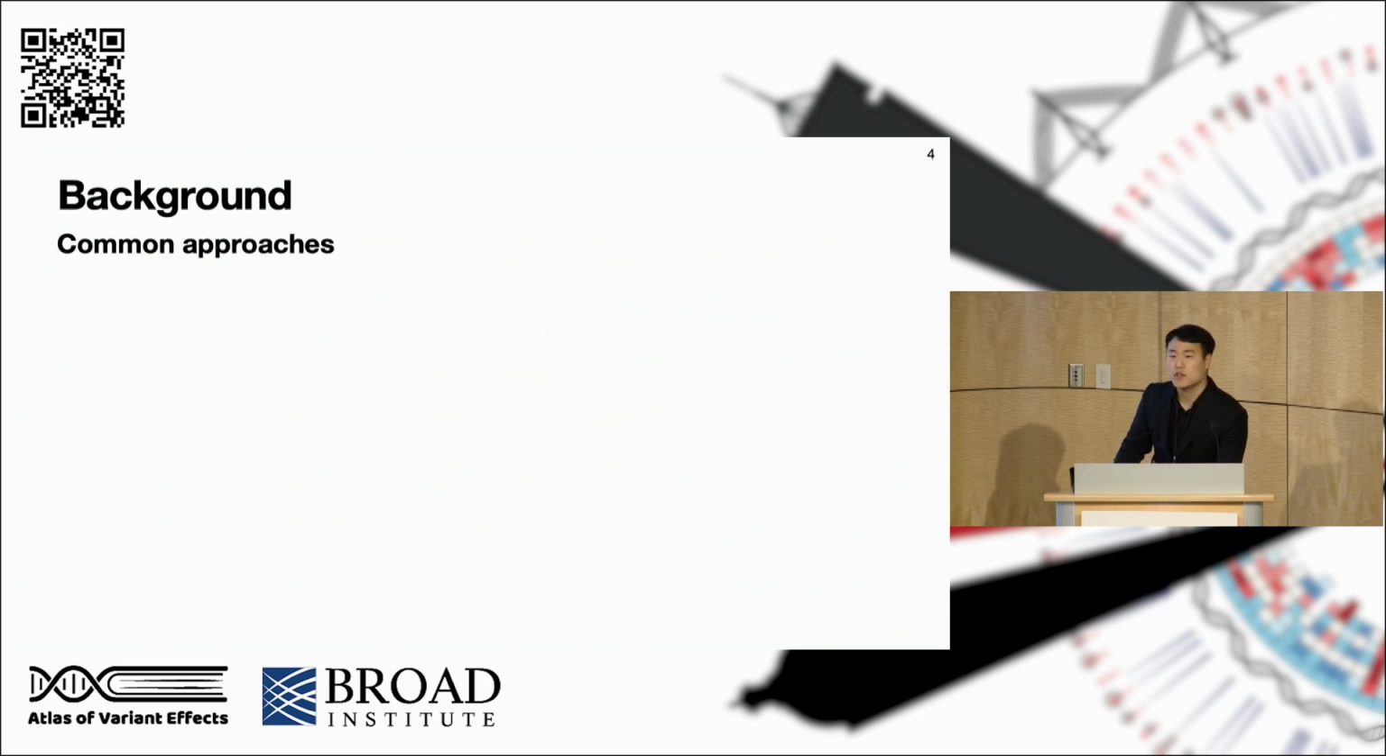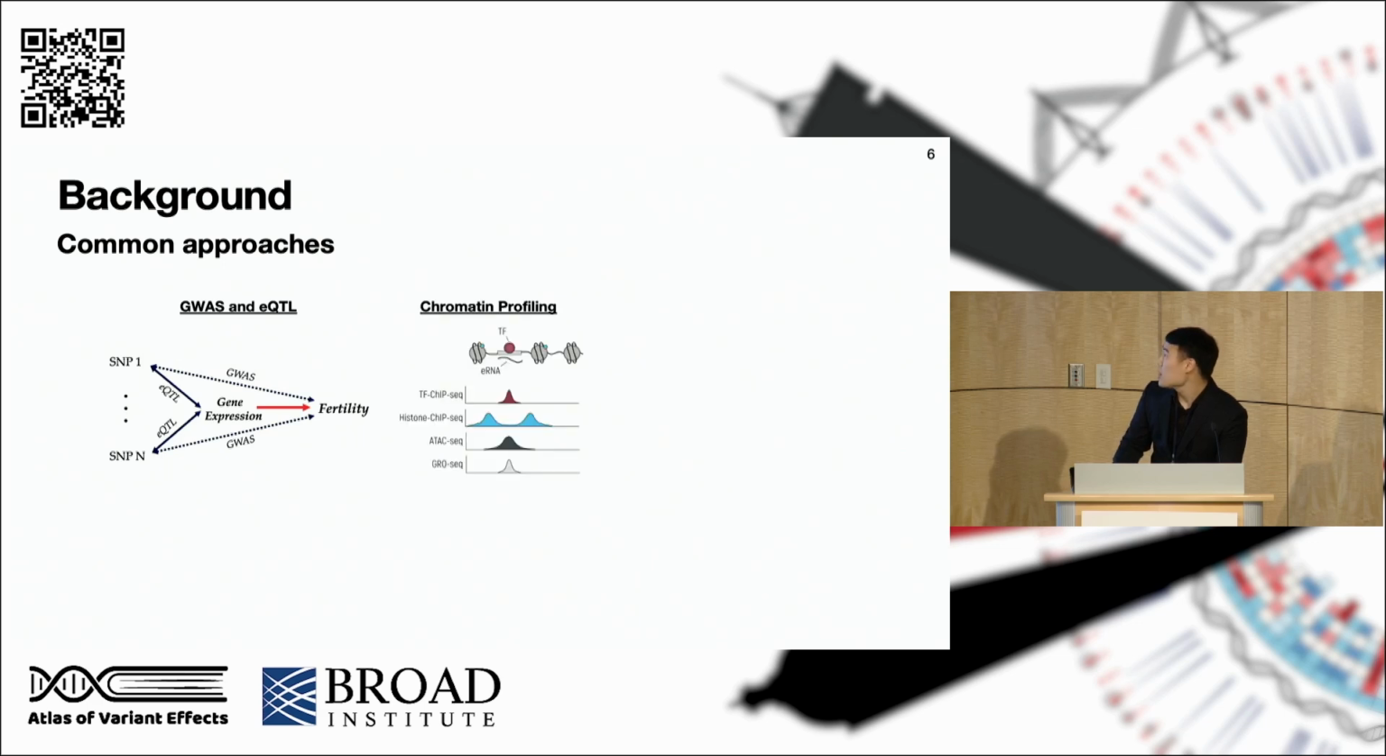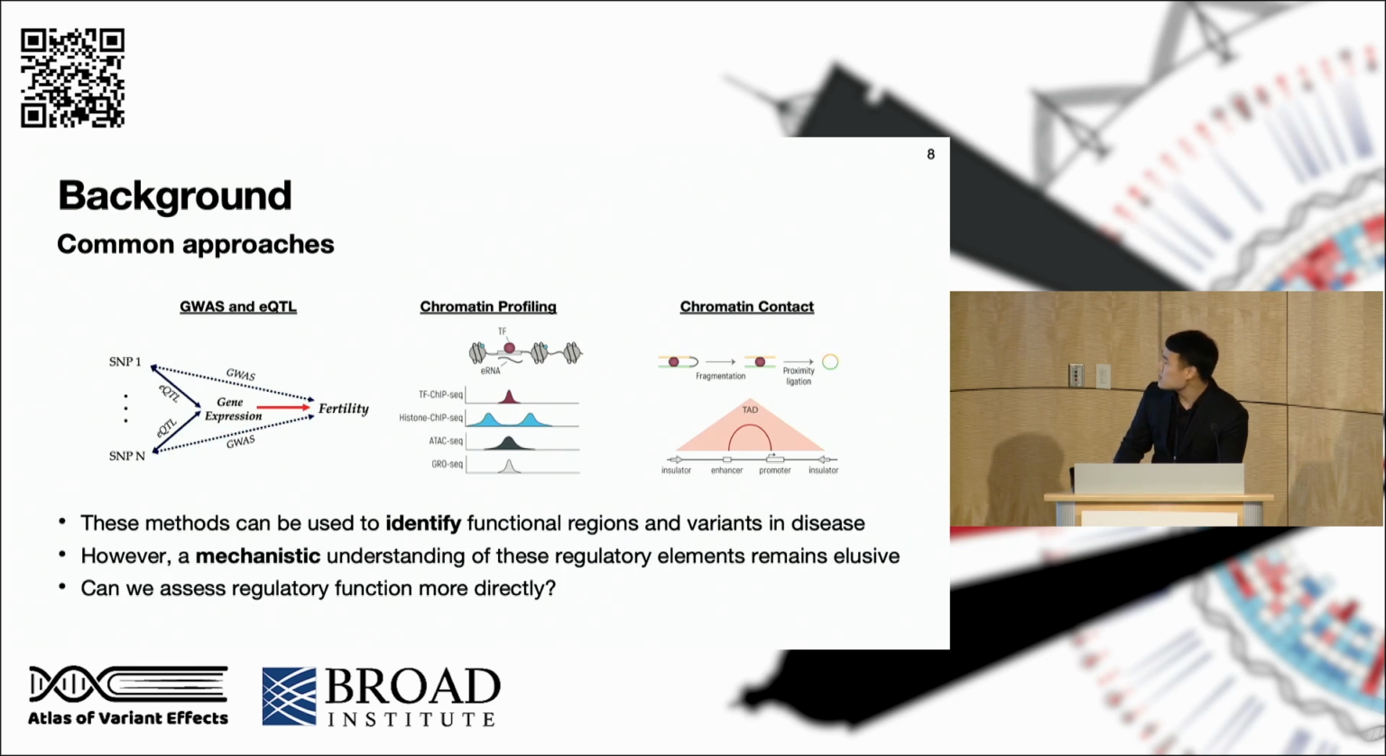Of course, we're familiar with common approaches to answering this question, techniques like GWAS, chromatin profiling approaches like ChIP-seq, ATAC-seq, and GRO-seq, as well as chromatin contact assays like Hi-C. These methods can be used to identify functional regions and variants in disease. However, in general, they're larger scale and lower resolution compared to some of the techniques I'll be presenting to you today. So the question is, can we assess regulatory function more directly? Can we tie a more causal, detailed relationship between sequence and function?